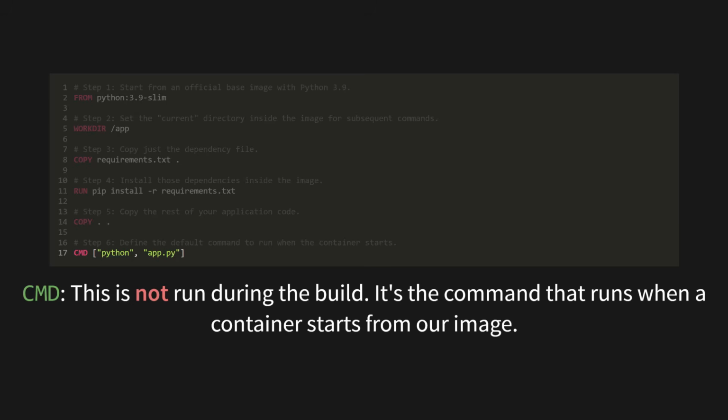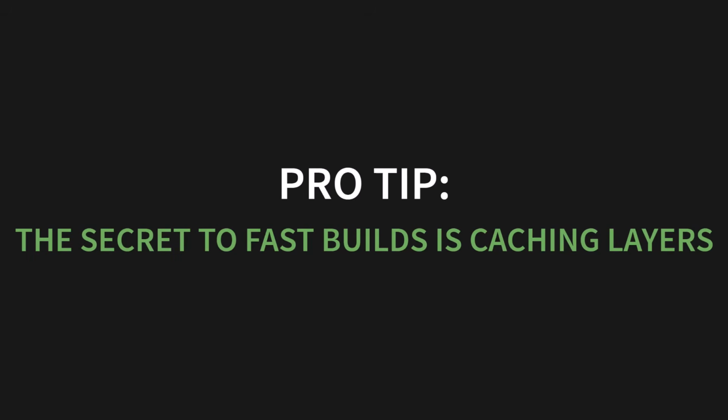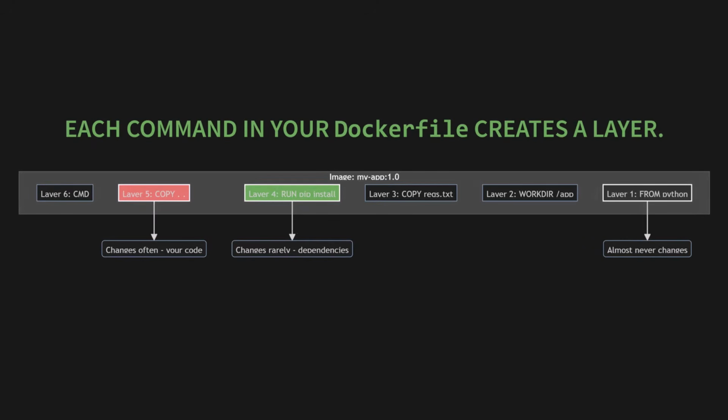Now for a pro tip. The secret to fast builds is caching layers. Each command in your Dockerfile, FROM, WORKDIR, COPY, RUN, creates a distinct layer. You can see it in this diagram here. The image is just a stack of these layers.